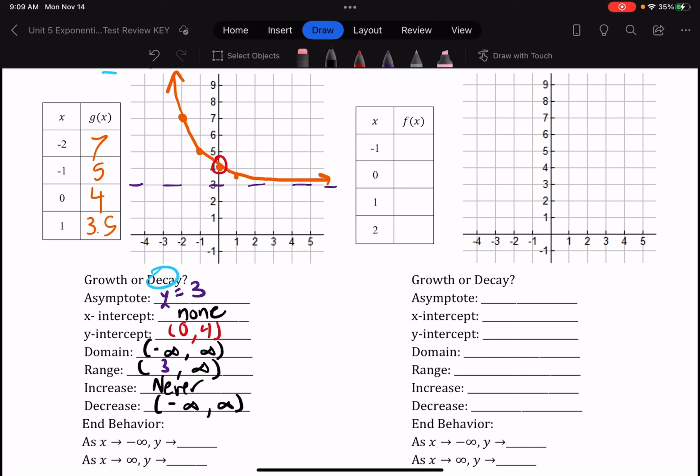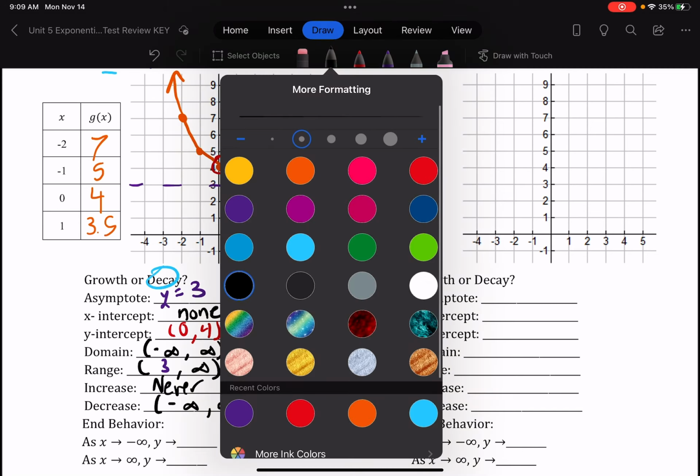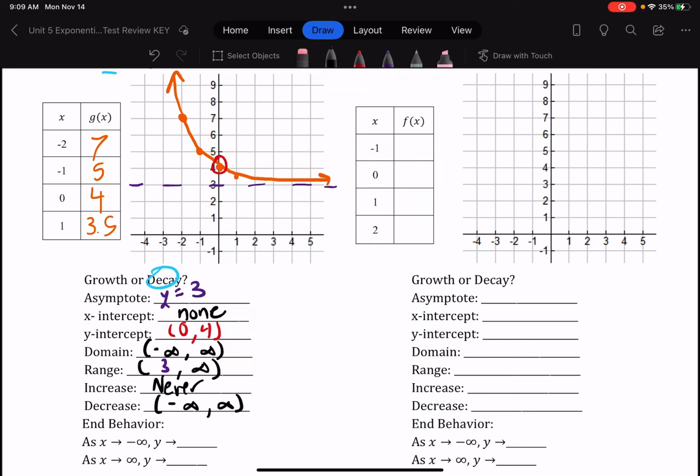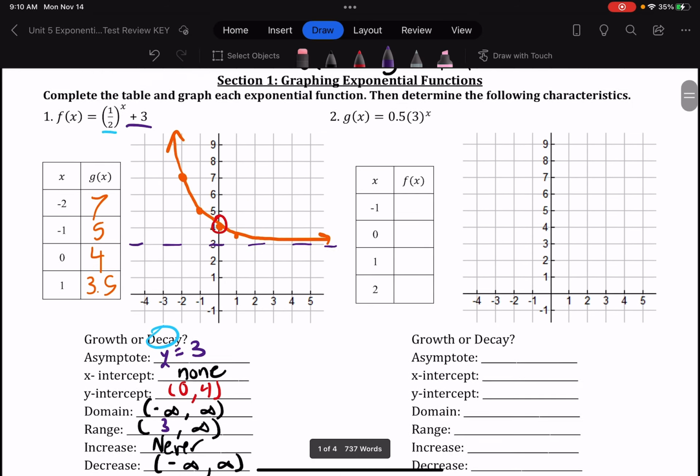Now let's look at our end behavior. When x is going to -infinity, so that's on the left-hand side of my graph, my y value is going all the way up to +infinity. Likewise, on the right-hand side of my graph, when x is increasing to +infinity, my y value is going to approach 3, but it will never touch 3.